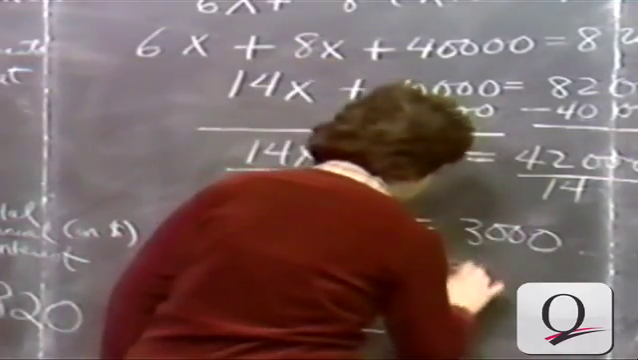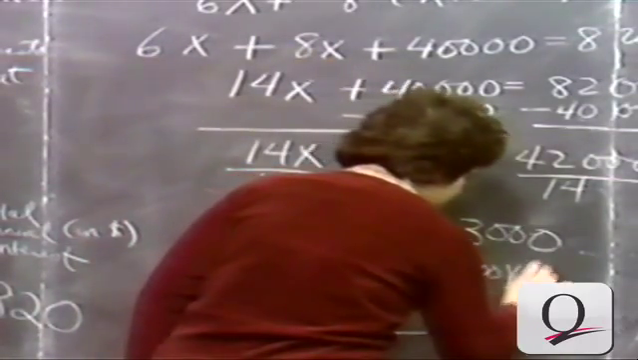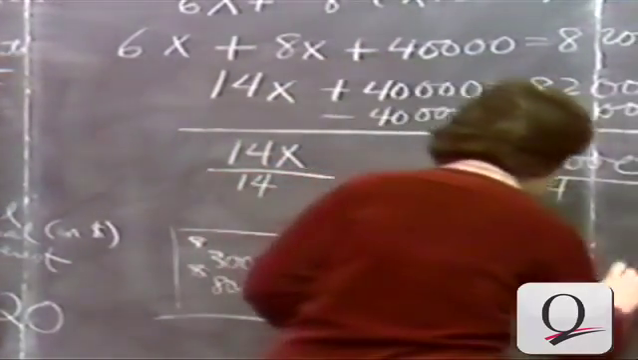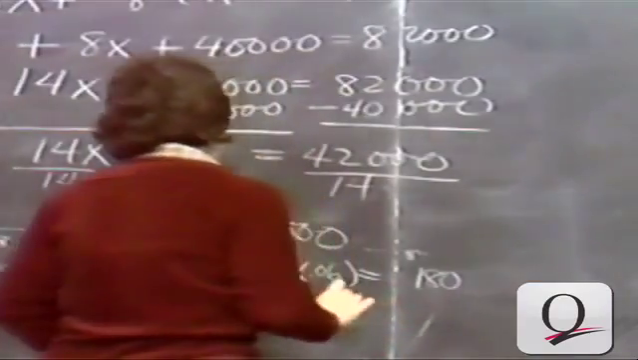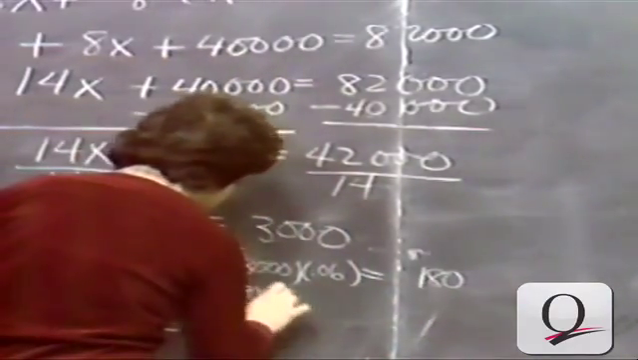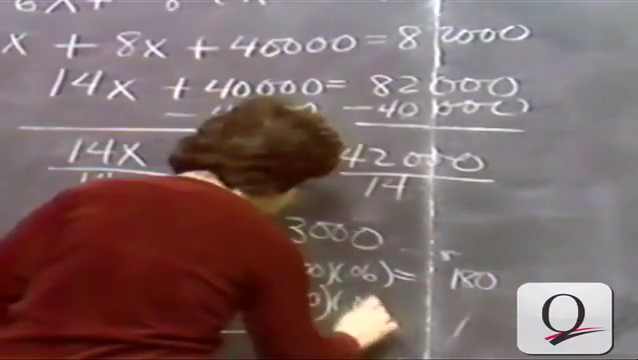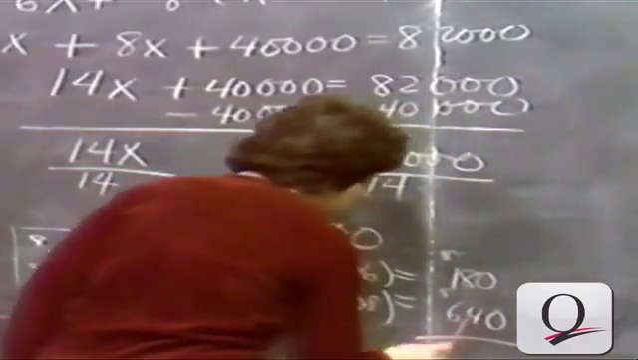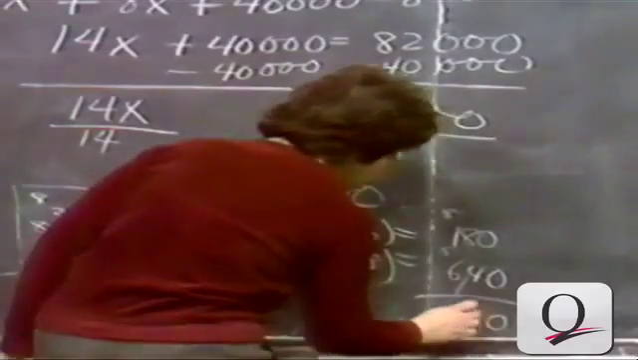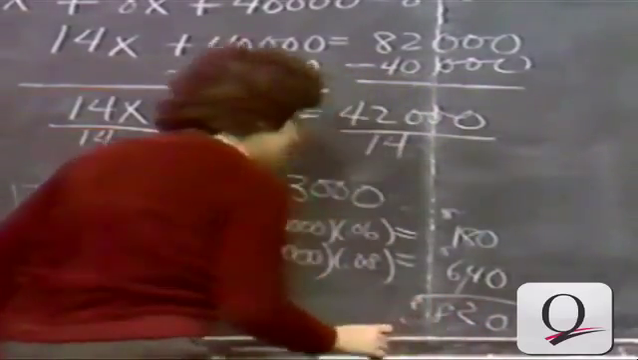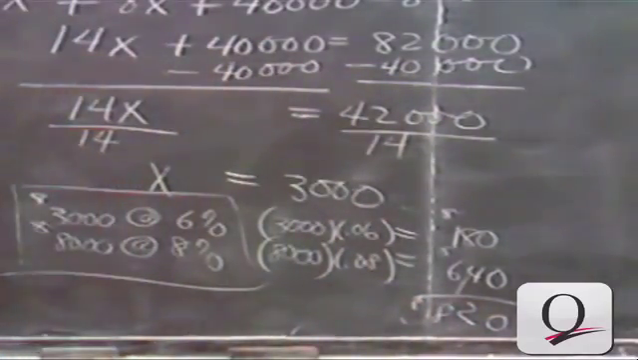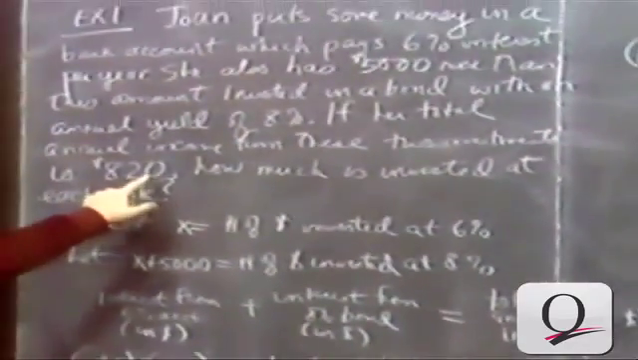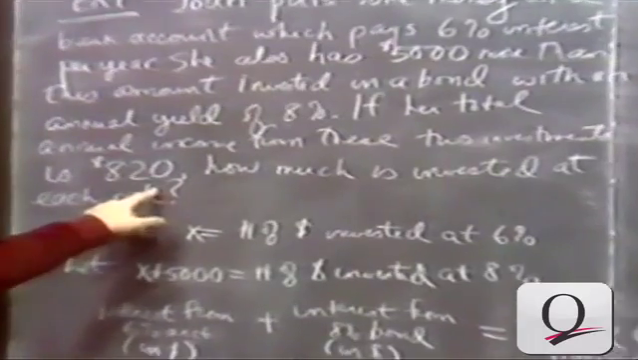$3,000 invested at 6% would give an interest of $180. And then the $8,000 invested at 8% would give an additional $640 for a total of the $820 that we had in the problem. Okay, the total annual income from the two investments, $820, so we have solved the problem.